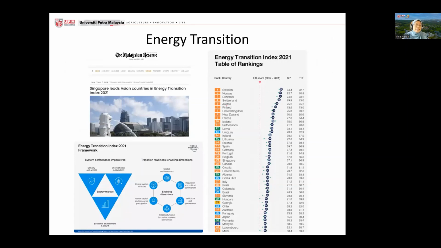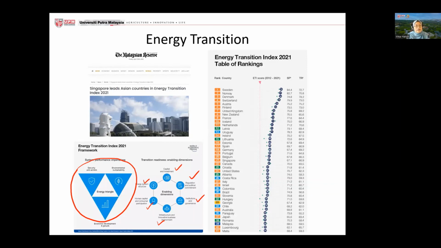So there's actually an index called Energy Transition Index. And it is considering this, of course, in terms of the sustainability. But the specific items that they look at are: capital investment, regulation and political commitment, institution and governance, infrastructure and innovative business environment, human capital and consumer participation, and lastly, energy system structure. So these are the items that they assess to finally give a country a score, and that score is in terms of index.